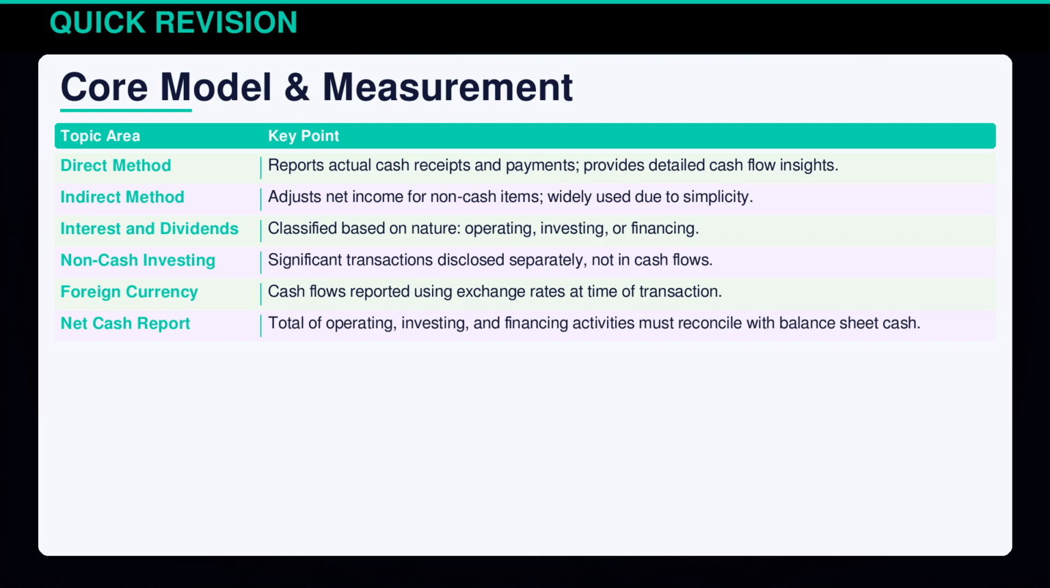The direct method gives detailed cash flow info, while the indirect method simplifies by adjusting net income. Interest and dividends classification depends on the transaction type. Non-cash investing transactions are disclosed separately. Foreign currency cash flows use transaction date rates. Total net cash from all activities must reconcile with the balance sheet, ensuring consistency.